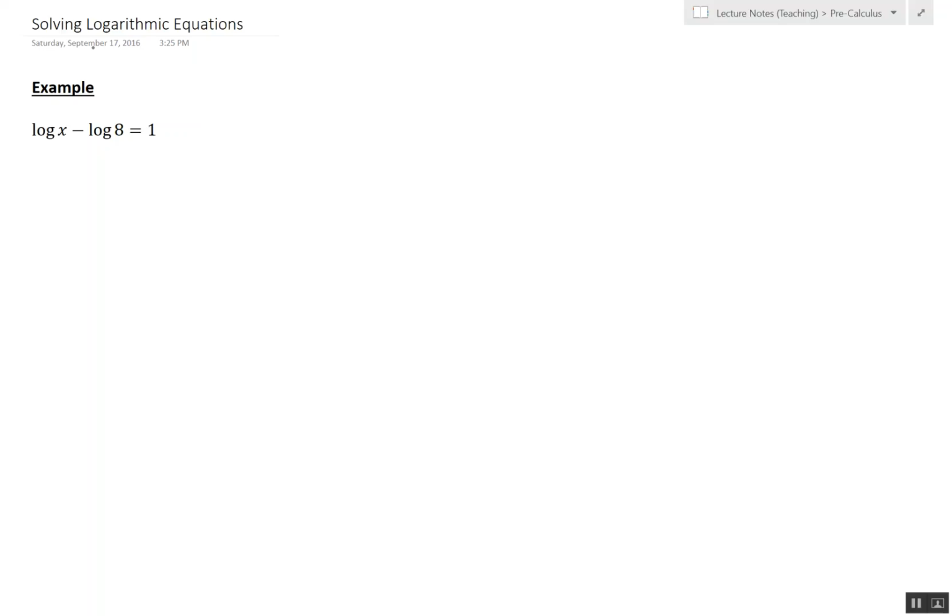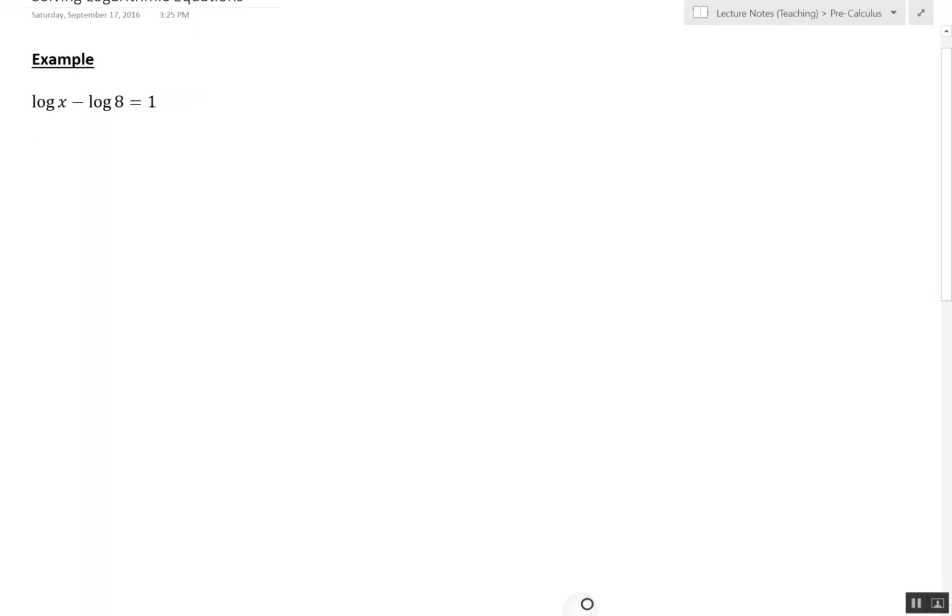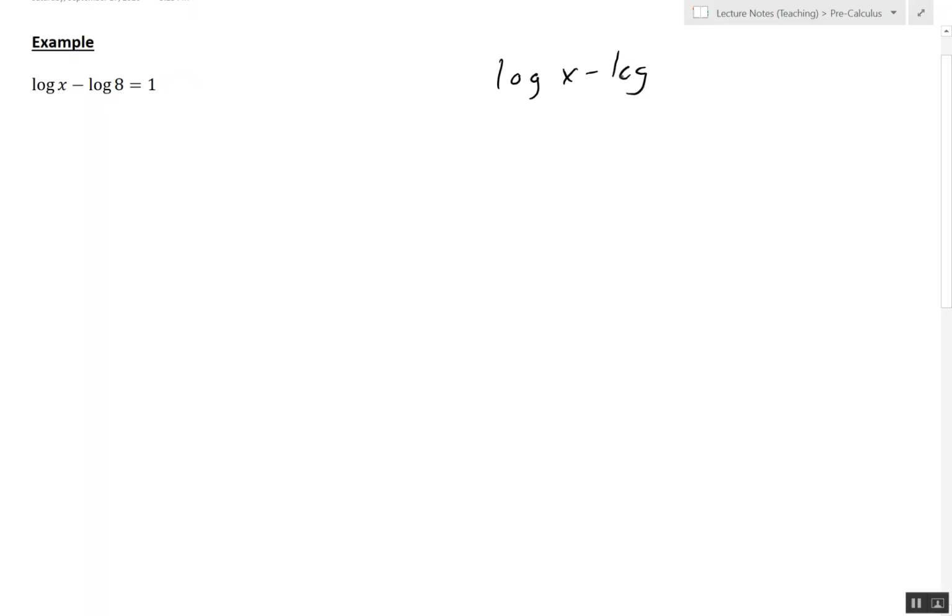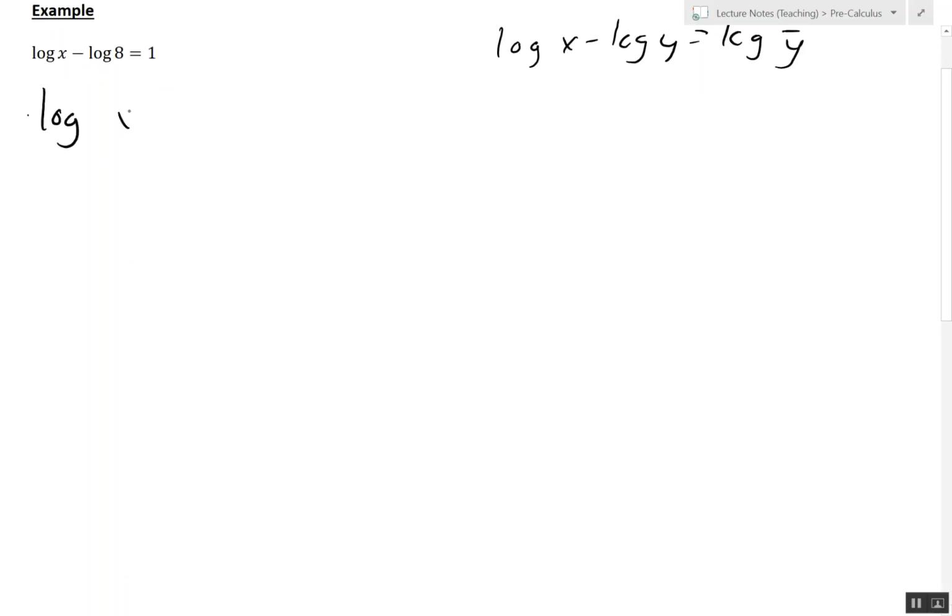So what we're going to do is use the subtraction property, log of x minus log of y equals log of x over y, to simplify the other side of the equation. So we'll have log of x over 8 equals 1.